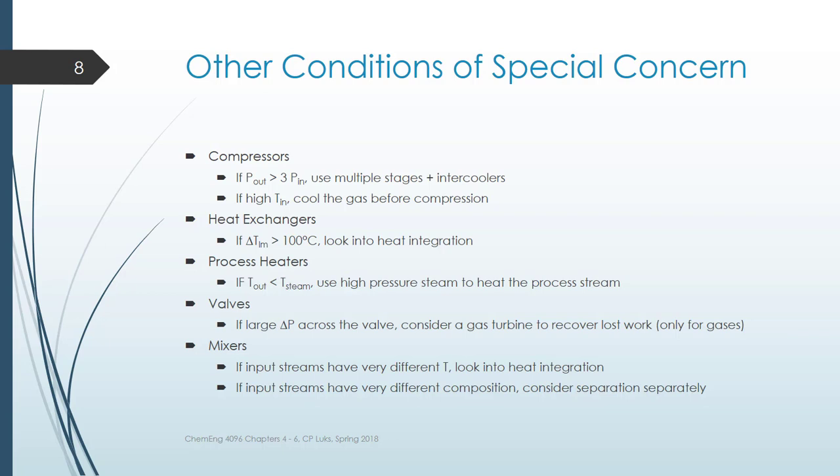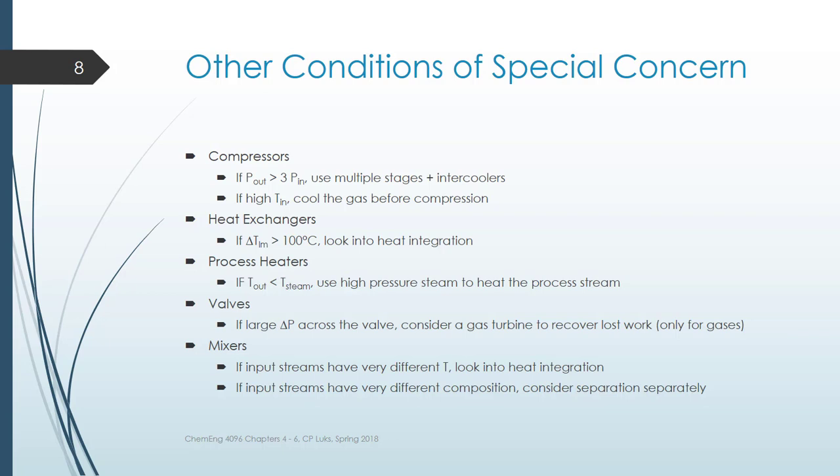Some of the other things that occasionally we'll choose to do but are generally bad ideas. For compressors, we can expect to as much as triple the pressure. If we need more than that, we're going to use multiple stages of compressors with intercoolers in between. Also, if the temperature coming into the compressor is high, we will want to cool the gas before we do the compression so that we can optimize the life of our compressor.